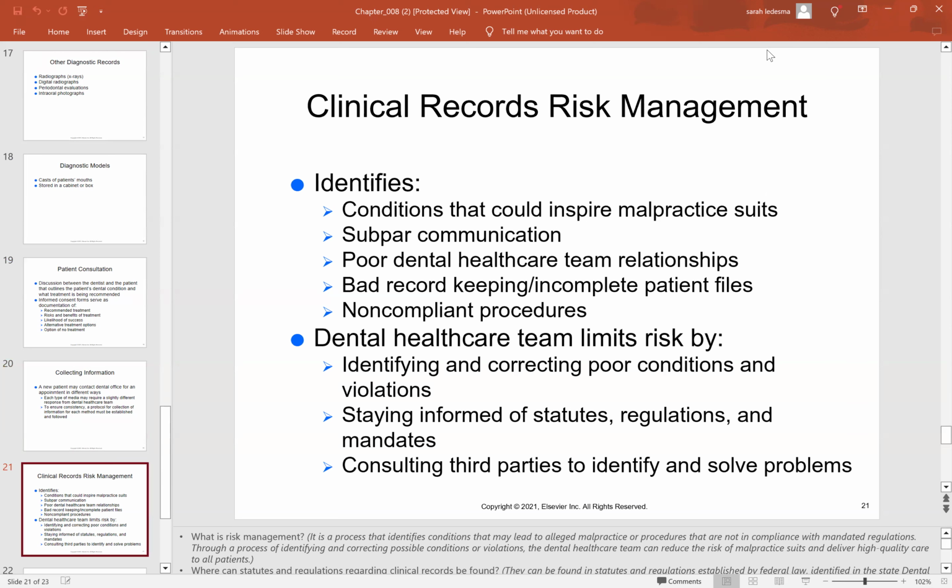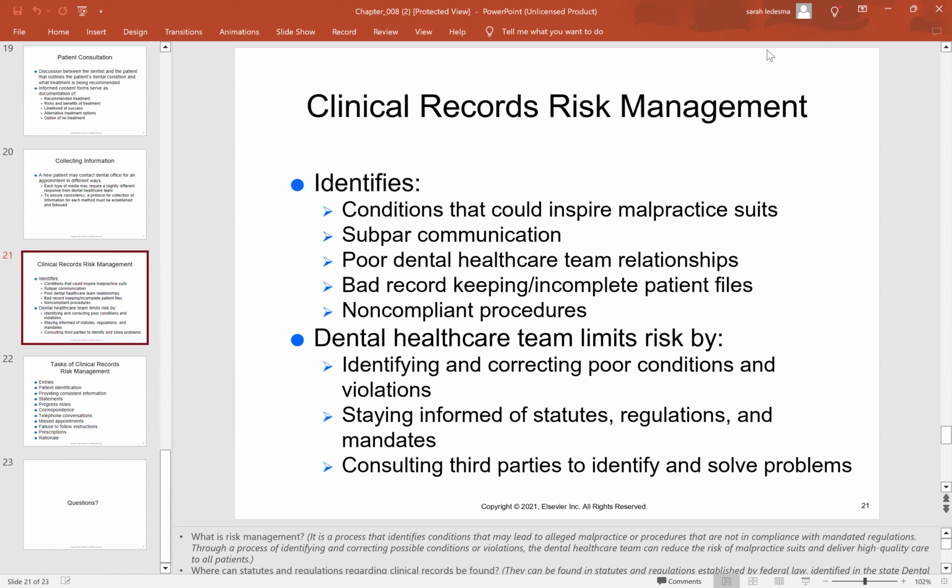Clinical records risk management identifies conditions that could inspire malpractice suits, such as subpar communication or dental healthcare team relationships, bad record keeping, incomplete patient files, or non-compliant procedures. The dental healthcare team limits risks by identifying and correcting poor conditions, staying informed with the statutes, regulations, and mandates, and consulting third parties to identify and solve problems.